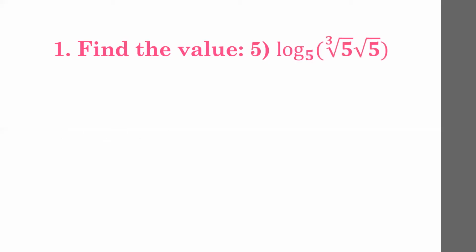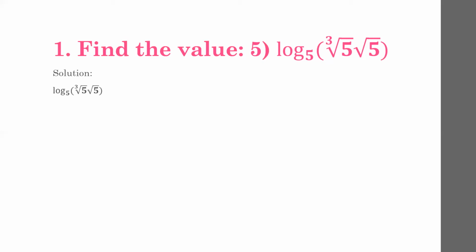Next one is number 5 of number 1. They are very easy maths in number 1, obviously. So find the value of log 5 base cubic root of 5 into square root of 5. So we have to do something we have learned in chapter 4.1. So in the solution part, the given term is written: log 5 base cubic root of 5 into square root of 5.